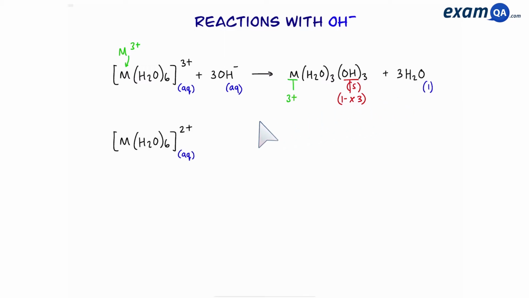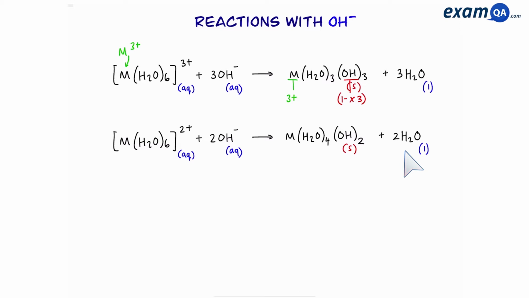What if we had a 2+ hexaaqua ion? This time it will react with 2 hydroxide ions, and we'll get a different product. Now we have 4 water molecules and 2 OH minuses. Again, this has an overall charge of 0, so it forms a solid. And we get 2 water molecules released.